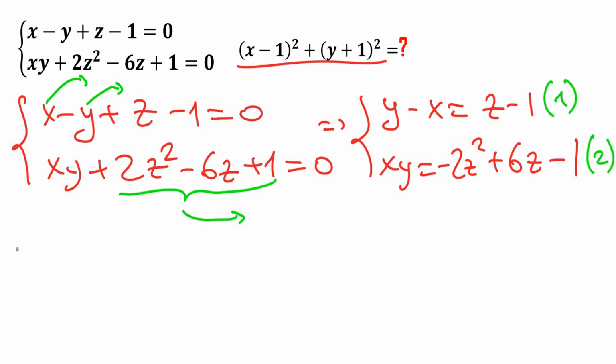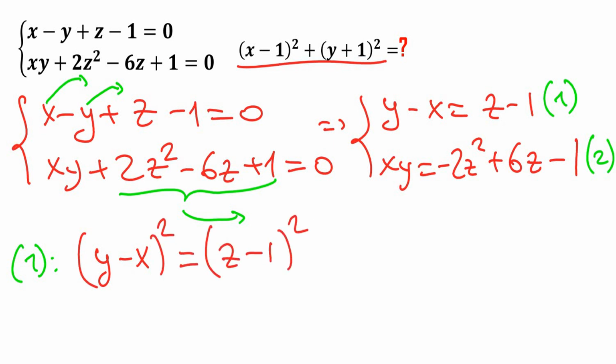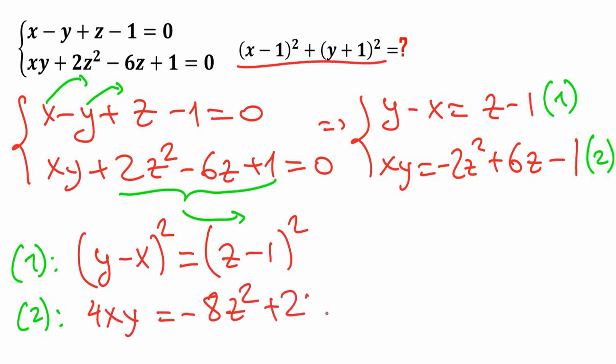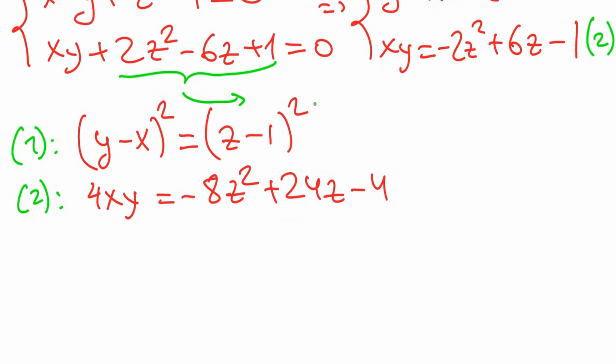So I'm gonna square the first equation. If I square the first equation, then I will get (y minus x) to the power of 2 is equal to (z minus 1) to the power of 2. And for the second equation, I'm gonna multiply both sides by 4, then I will get 4xy is equal to minus 8z squared plus 24z minus 4. Now again, let me label each equation. So this is equation number 3 and this one is equation number 4.